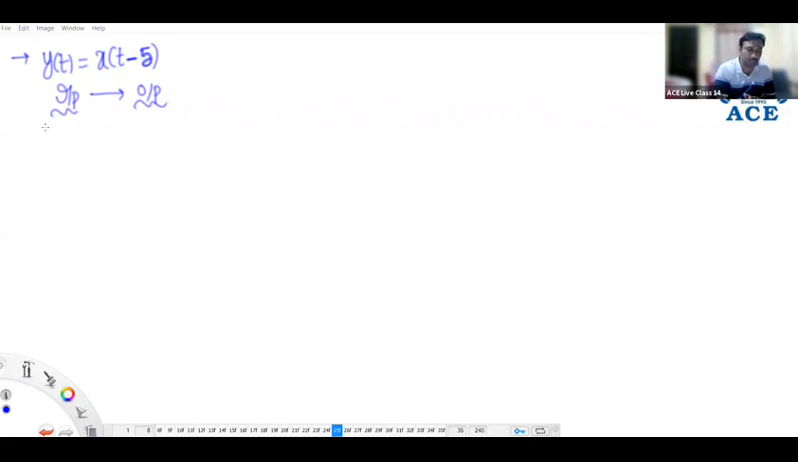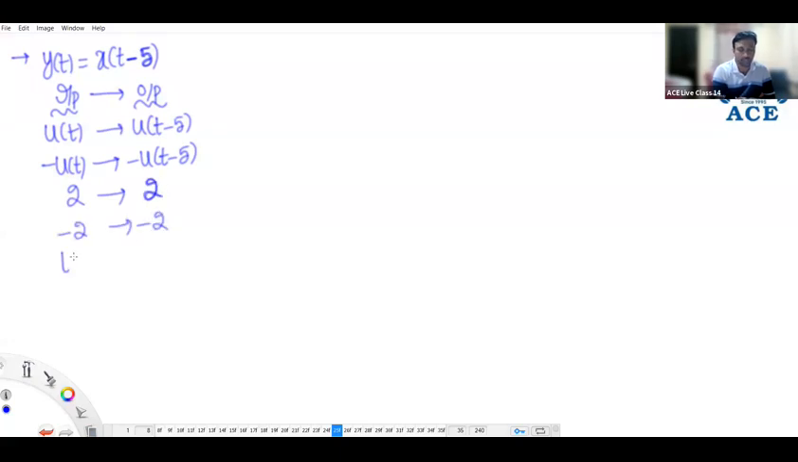It is invertible. u(t) becomes u of t minus 5, minus u(t) becomes minus u of t minus 5. If I give constant 2 for all time, of course the output is also 2 for all time. As you change the input, the output also changes. Nowhere is the result the same. Invertible.